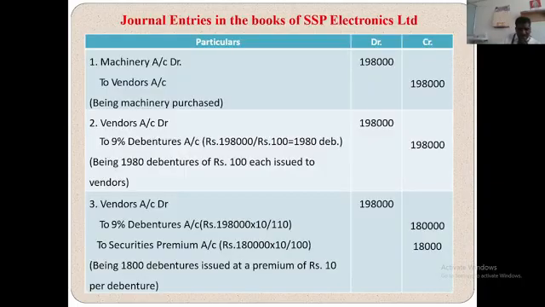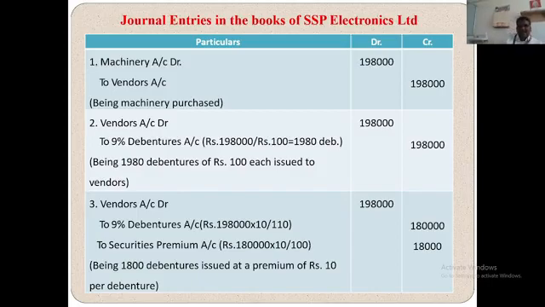So they bought from vendor, journal entry. So first they have purchased machinery. Machinery account debited to vendor account. Vendor name is not mentioned, being machinery purchased 1,98,000. So machinery comes in from the vendor. So journal entry, machinery account debited to vendor account.